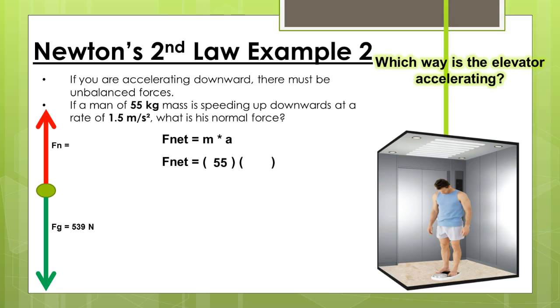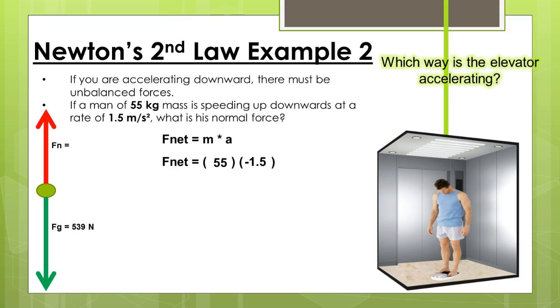We'll plug in the mass, 55, and now be careful. I'm speeding up backwards. Down is backwards, so it's going to be a negative direction. That's a negative acceleration. It works like multiplication rules. A positive change in velocity times a negative change in displacement gives you negative acceleration. This is going to be very key when we calculate our net force.